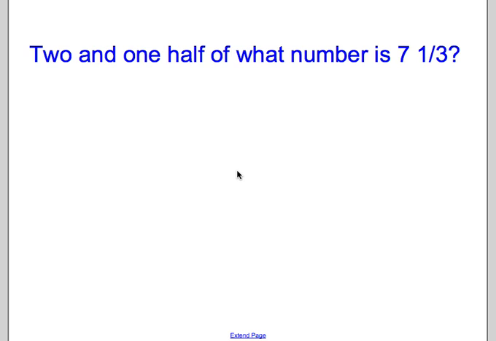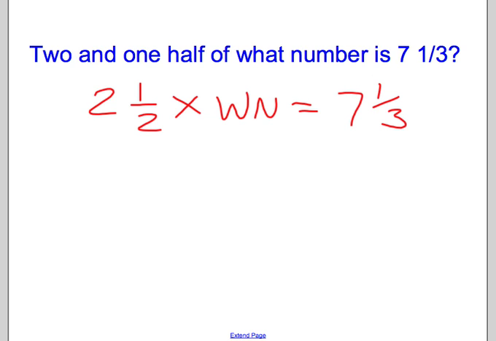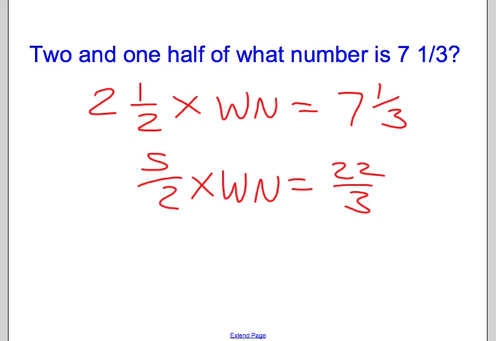All right, so lesson 57 is changing mixed numbers to improper fractions. We're taking word phrases and writing them into numbers and symbols. So 2 1/2 of what number is 7 1/3. All right, we have mixed numbers. We have to change those to improper fractions to be able to solve. So this becomes 5/2 times what number is 22/3, by multiplying and adding.